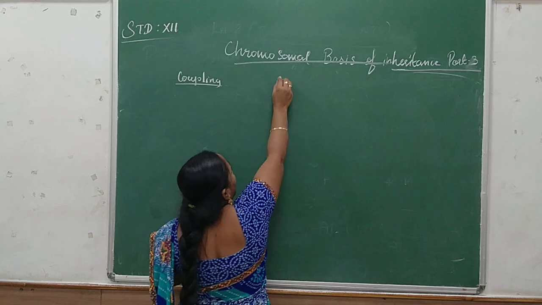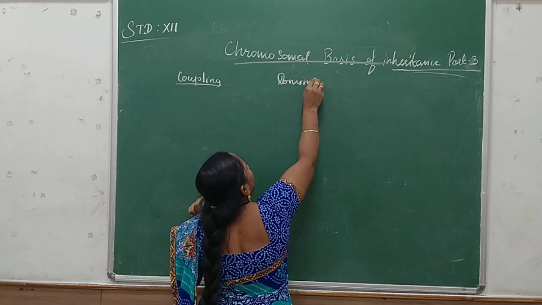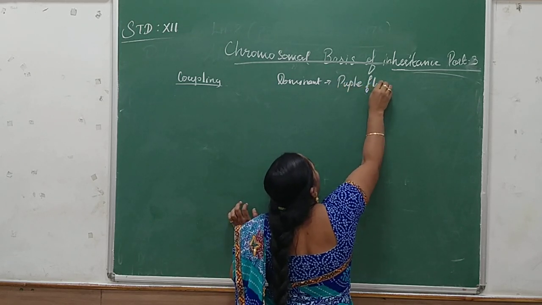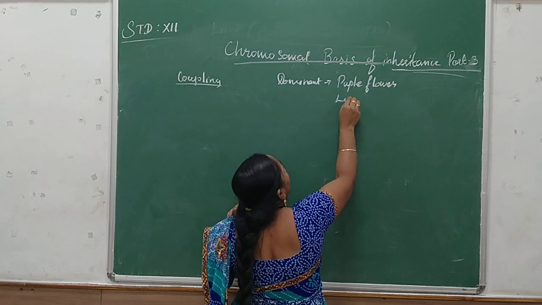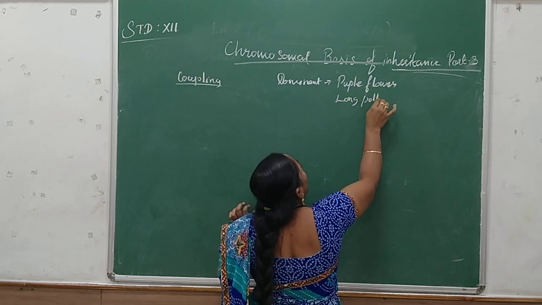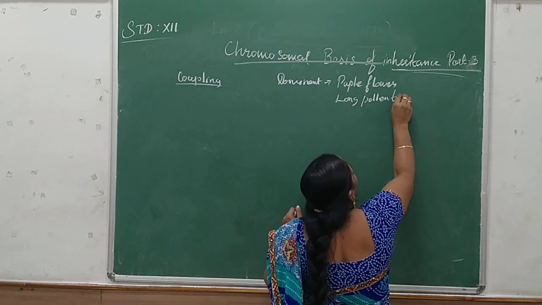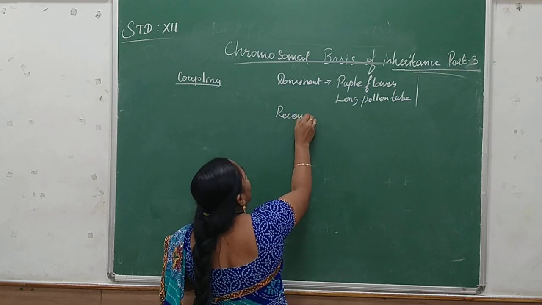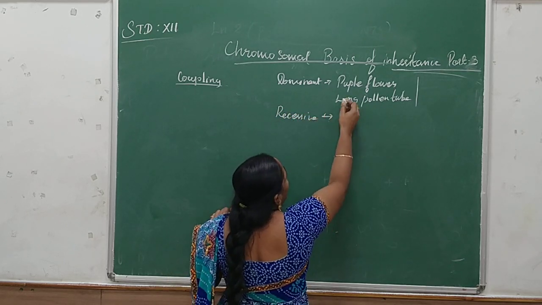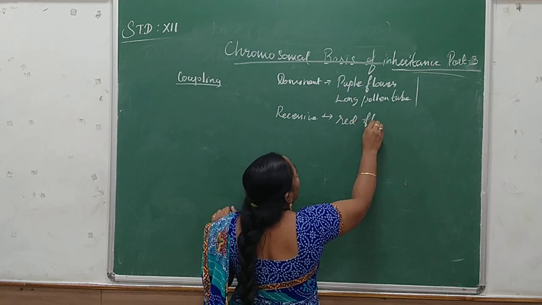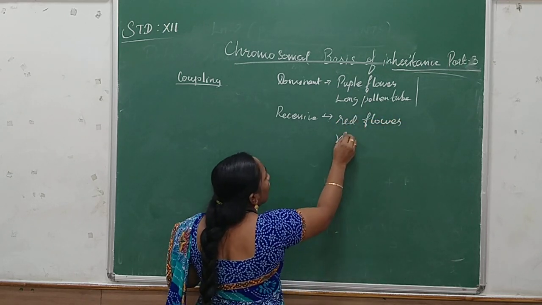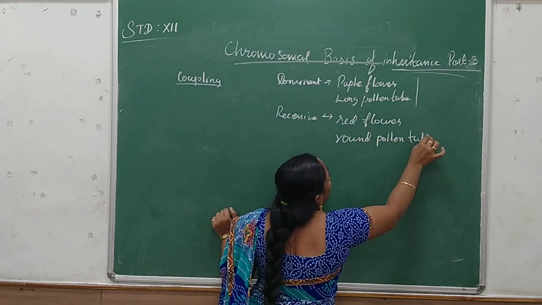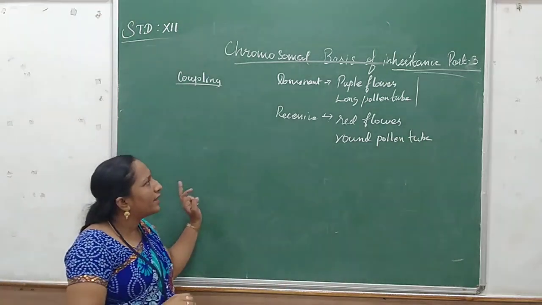So here the dominant character is purple flower and long pollen tube, and it is dominant. The recessive character is, instead of purple, red flower with round pollen tube. So you have taken two characteristic features, one is dominant, another one is recessive.